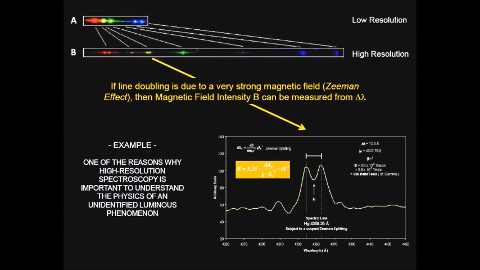Magnetic fields present at an object's source of light can cause some lines in a spectrum to split into more lines. And we can remotely measure the strength of that magnetic field at the object using this technique of spectroscopy.